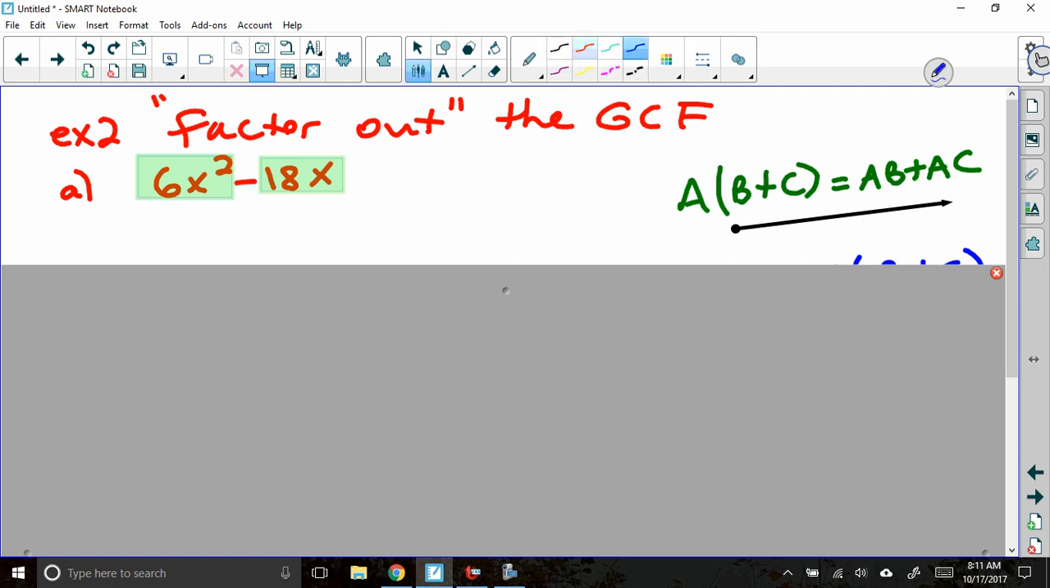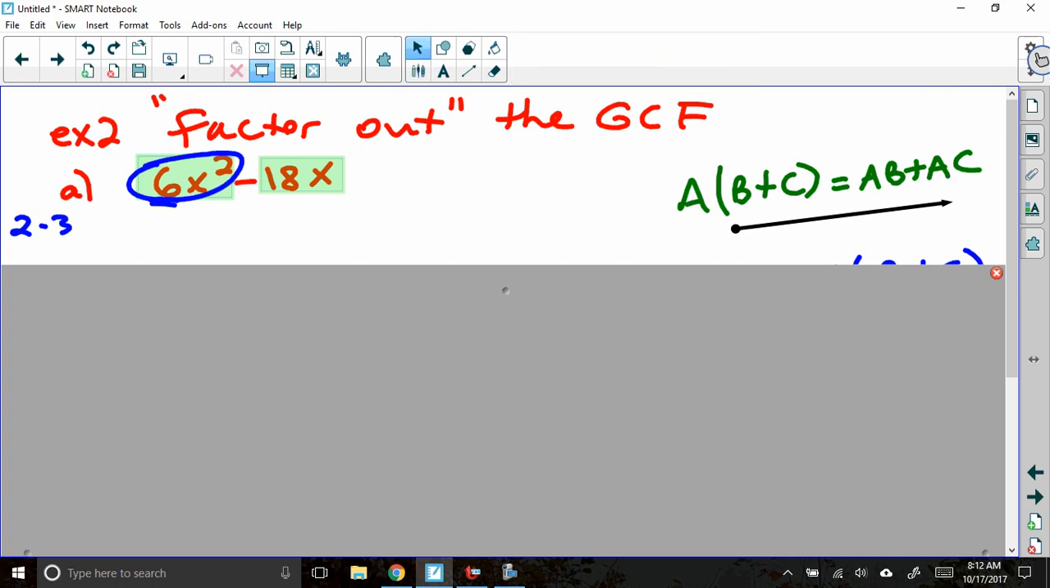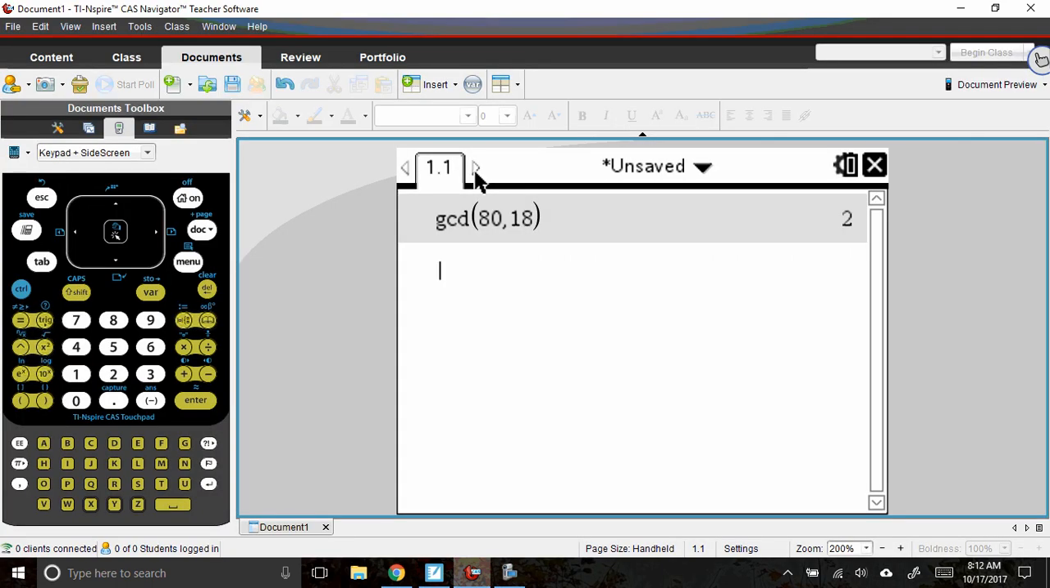One thing that I like to do is look at the prime factorization. If I take 6x squared, I'm going to take 6 and break it into its prime factors. That's going to be 2 times 3. And again, on the calculator, if you ever want to find prime factors, you can type factor. You could put 6, and it'll give you the prime factors of 6. Okay, so the TI Nspire will find prime factors for you.